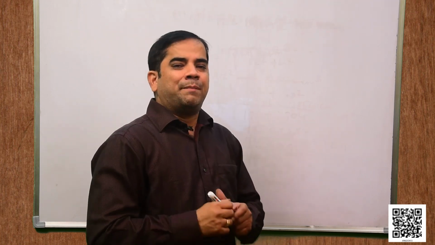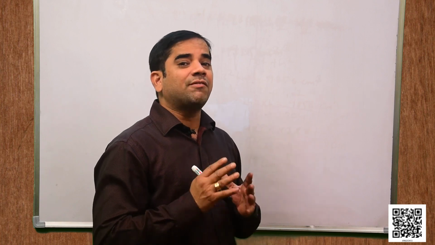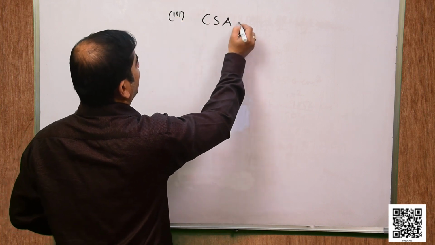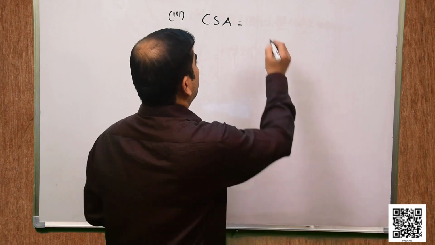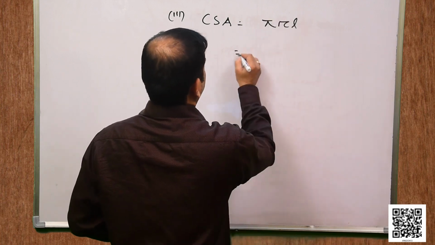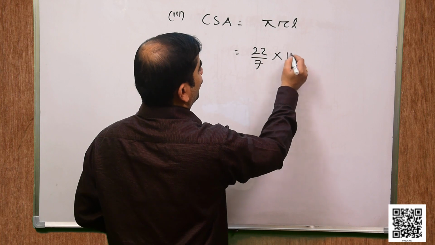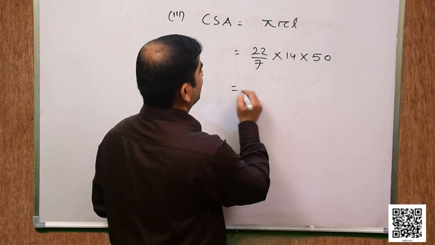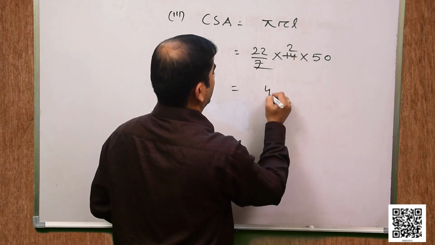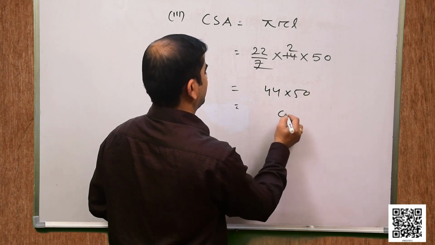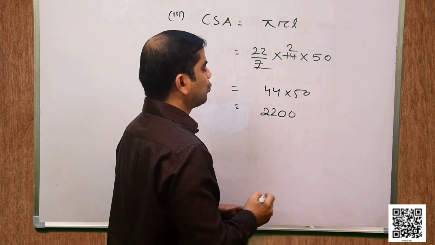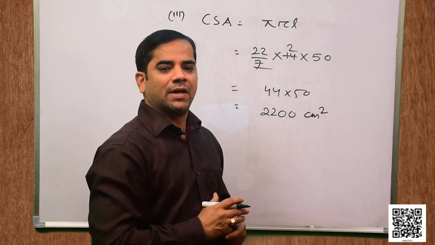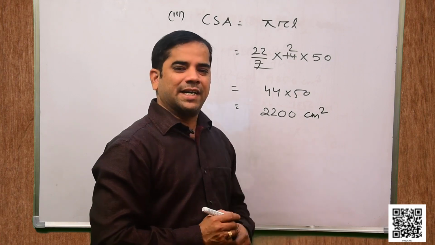Okay. Students, bit number 3 asks for the curved surface area. So what is the curved surface area of a cone? That is pi r l. That is equal to 22 by 7 into 14 into 50. Okay. So 44 into 50. 2200 centimeter square. So curved surface area of the cone is found to be 2200 centimeter square.